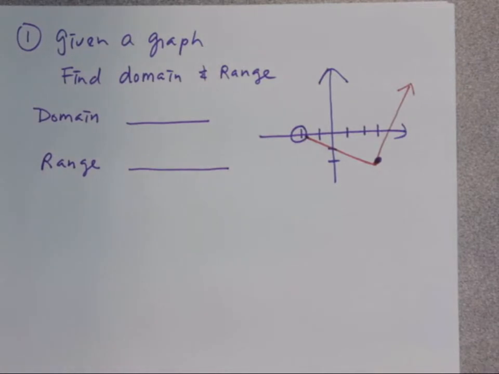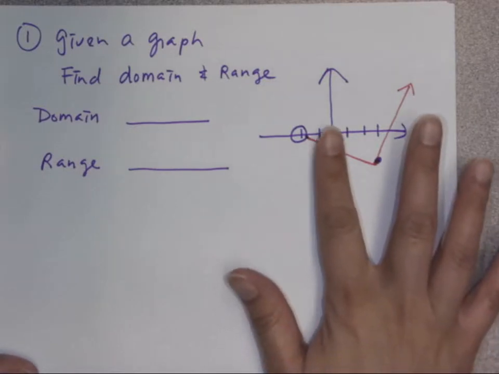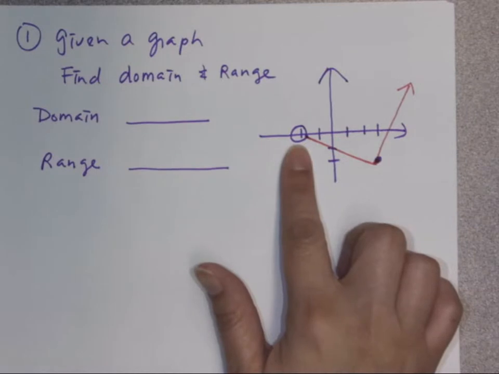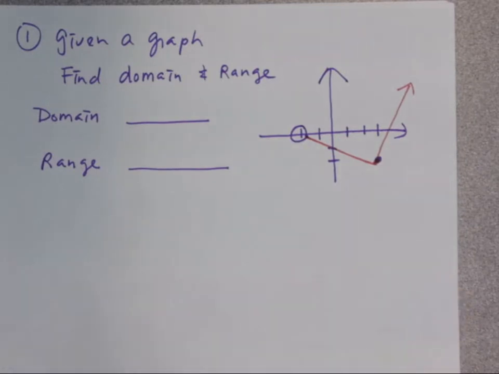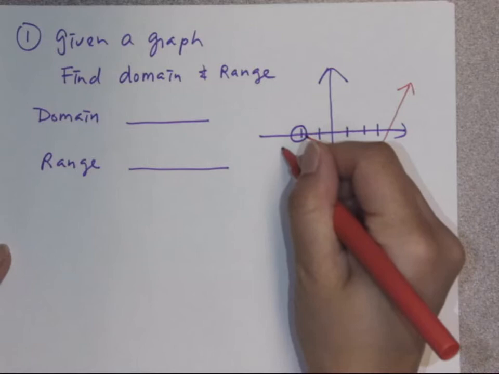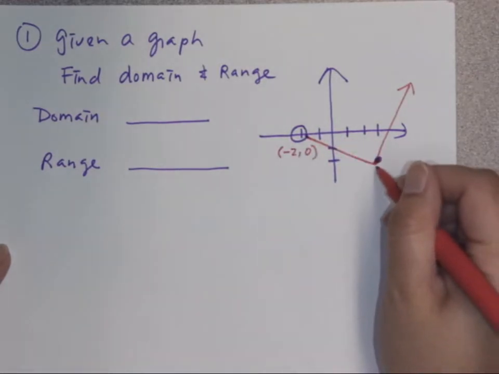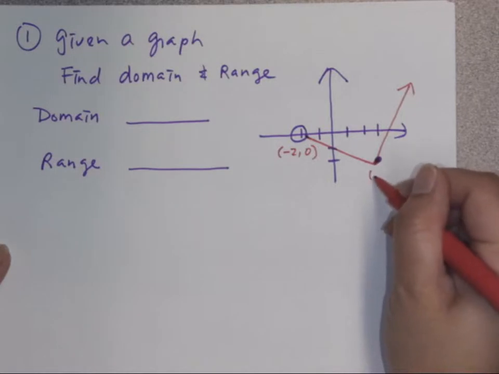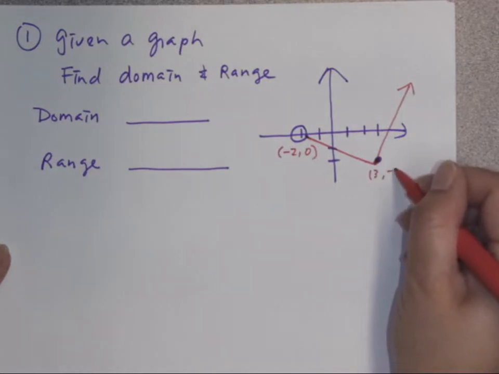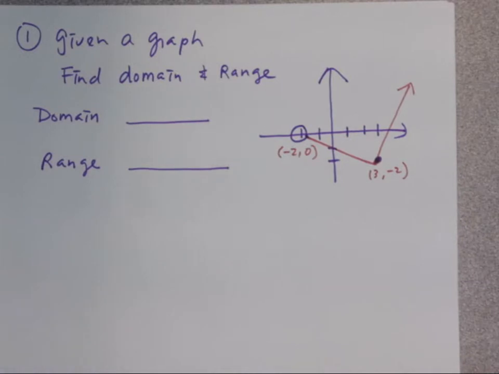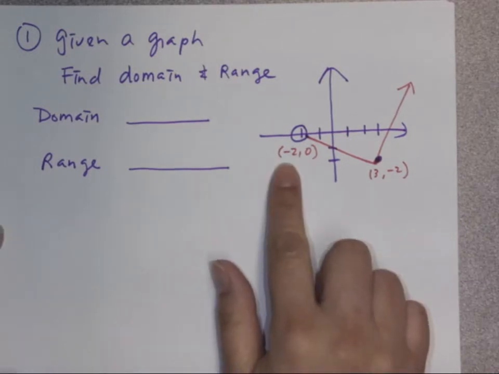So hopefully you remember domain is about what? Possible x values, very good. So we want to look at the smallest x to the greatest x. So x is left and right. So the smallest x looks like here, which is what value? Or, like some students like to label the point. So this point is -2 for x, y is 0. And this point is 3 for x and -2 for y. So the smallest x looks like it's going to be -2, right?